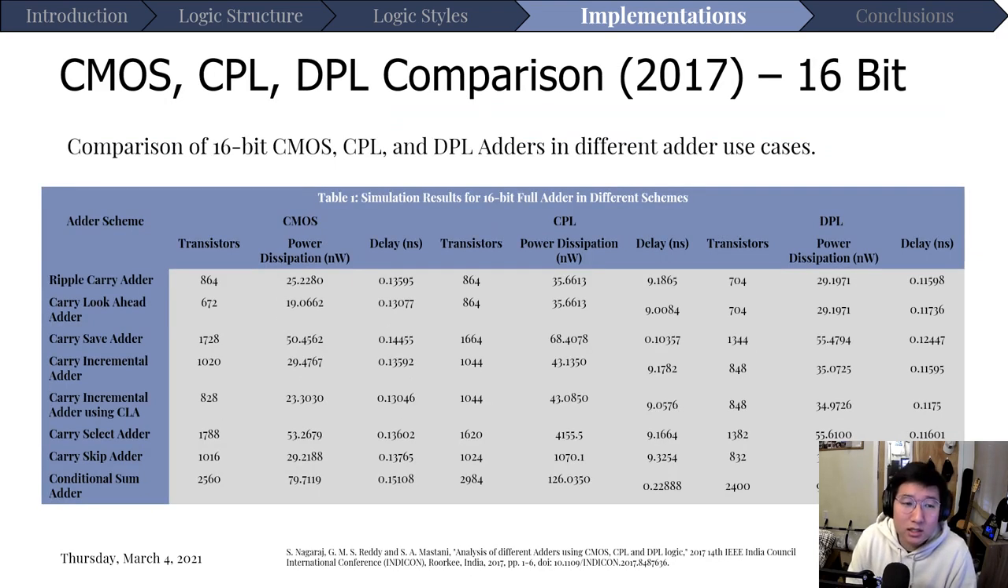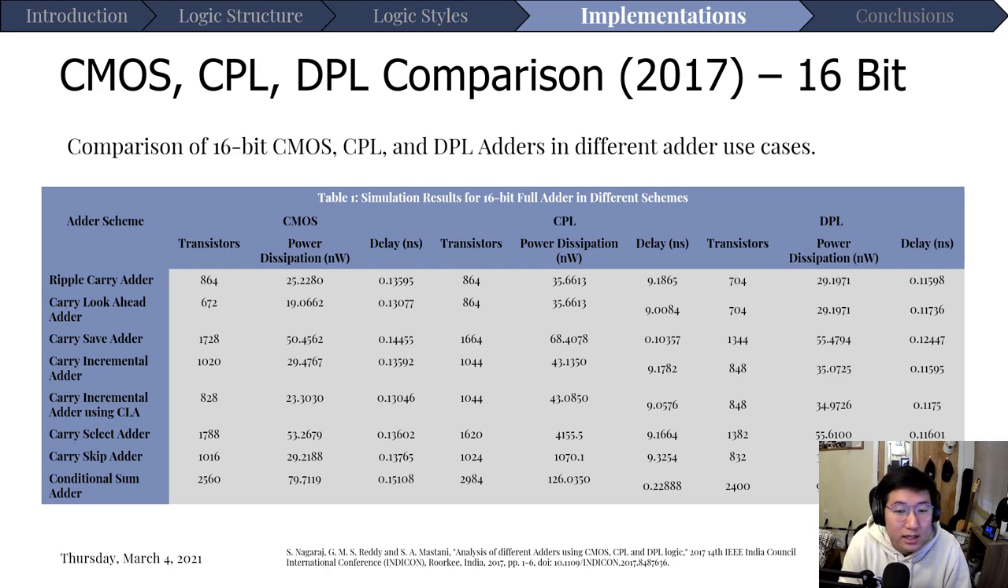Alright, and then this is the most recent one that we have here. It's just a comparison now of CMOS, CPL and DPL. However, it's a comparison of them in a larger structure. So here we see a comparison of them in 16-bit CMOS, CPL, and DPL adders. Instead of just looking at one single use case as we did before, we're looking at different adder schemes. So we have a ripple carry adder, carry look ahead, carry save, all these different adders that are 16 bits, and we can do a comparison of CMOS, CPL, and DPL.